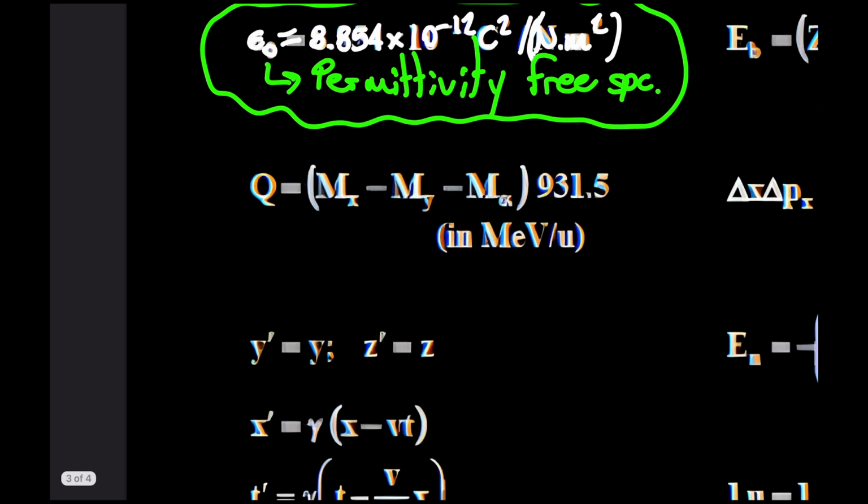Now we get to something that I'm a little bit unsure of. I remember seeing something like this in the 7-minute summaries, but we got basically here a Q equals, then we got M, let me write that M a little better, M, a symbol here, it maybe looks like XYZ, minus another M minus another M. I'm not sure what symbols those are. Then we have 931.5. And then it says in mega electron volts per U.